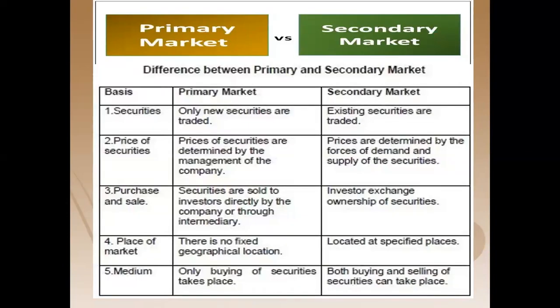We have a distinction between primary and secondary market. The primary market is only for new securities; we do not deal in second-hand securities. The secondary market is a market for existing securities, which are already sold by the company. The price of securities in the primary market is determined by the management. Initially, when you come out with the shares, the price is decided by the company and the company's management. Whereas in the secondary market, the price is decided by whom? Decided by demand and supply. If there is more demand for your shares, the price will be high. If there is less demand for your shares, the price will be low.